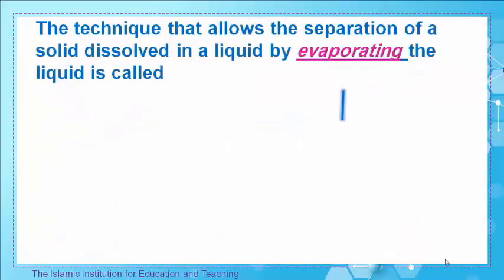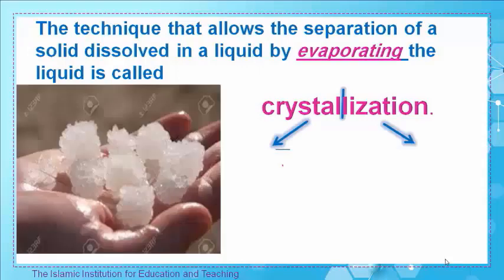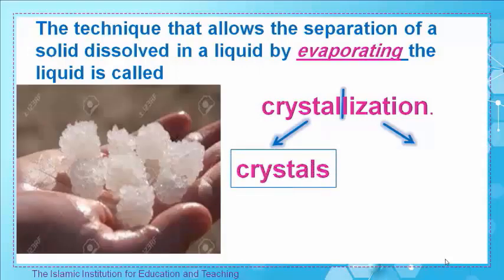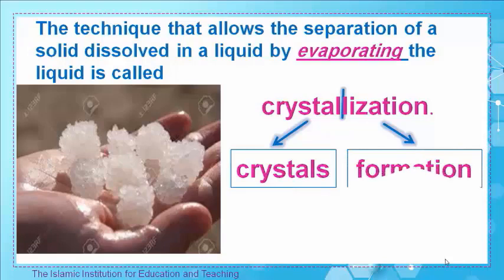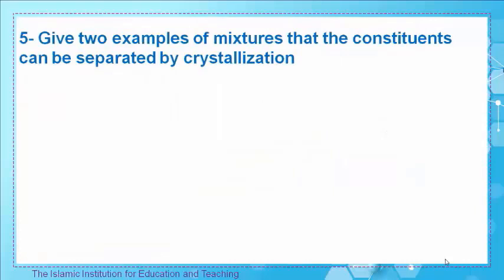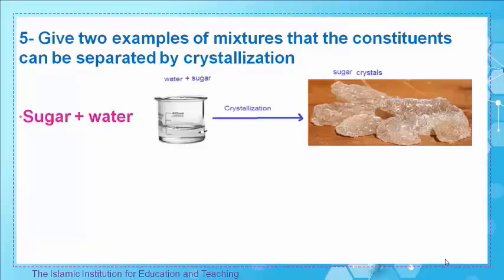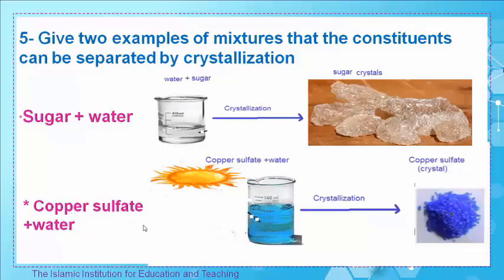Crystal. The technique that allows the separation of solid dissolved in liquid by evaporating the liquid is called crystallization. Crystallization is derived from the word crystals. This means that it's formation of crystals. Give 2 examples of mixtures whose constituents can be separated by crystallization. Water plus sugar. Upon crystallization, sugar crystals will be obtained. Copper sulfate plus water. Evaporating water will give salted copper sulfate.